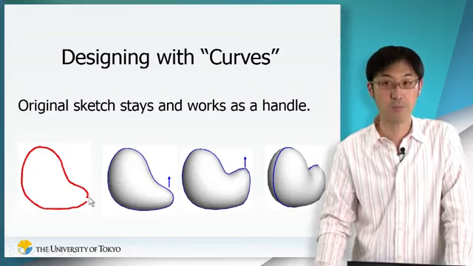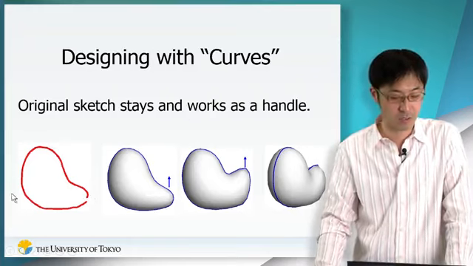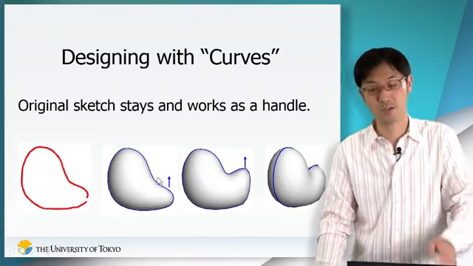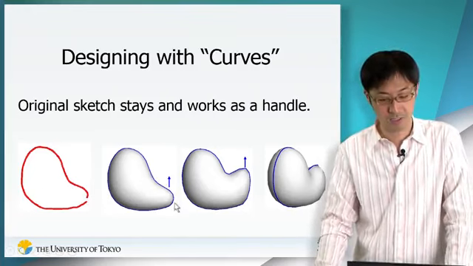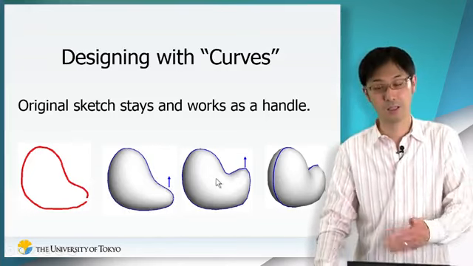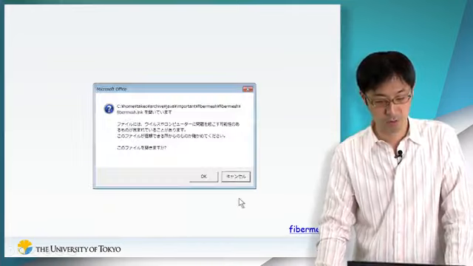So here, the input is very similar. You draw something and you get a 3D shape. However, unlike the previous system, this curve stays on the surface, and then you can grab them and move around, and then they form the shape. Let me show you a demo.